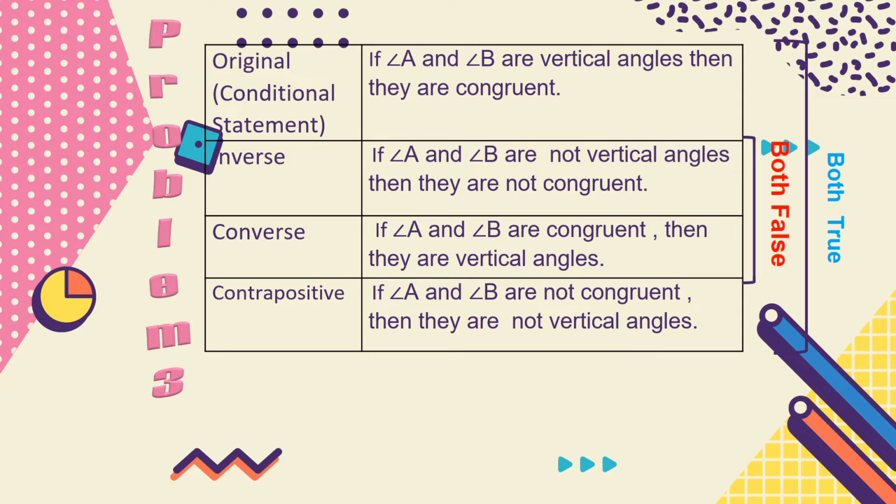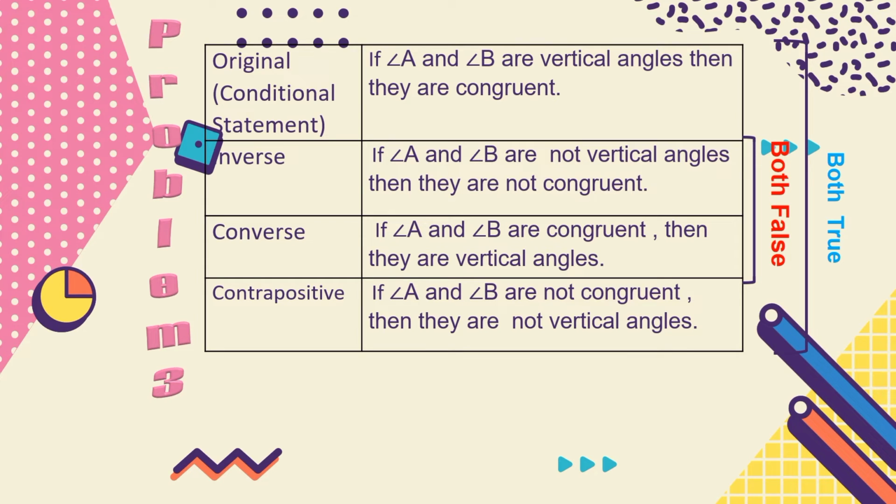Now, for our converse, we are going to switch the original statement, switch the hypothesis and the conclusion. Thus, we have if angle A and angle B are congruent, then they are vertical angles. Now, for our contrapositive, we will use this converse statement, but we are going to use a negation word, which is not. If angle A and angle B are not congruent, then they are not vertical angles.